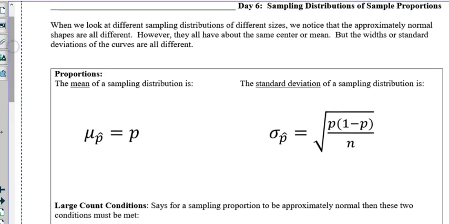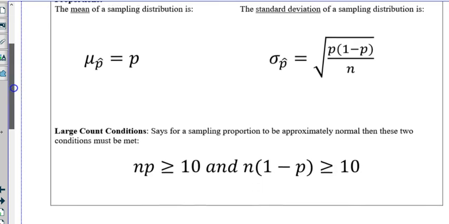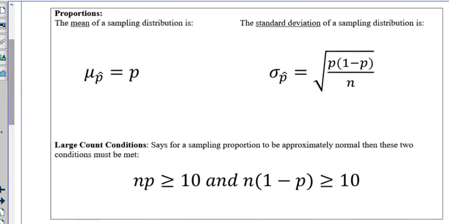All right. So when we look at different sampling distributions of different sizes, we kind of did that with the Reese's thing. You saw the mean was kind of the same, but the shape of the display was different. Even though they all had similar means, the width changed with the standard deviation. So this is very familiar with what we did in Algebra 2.